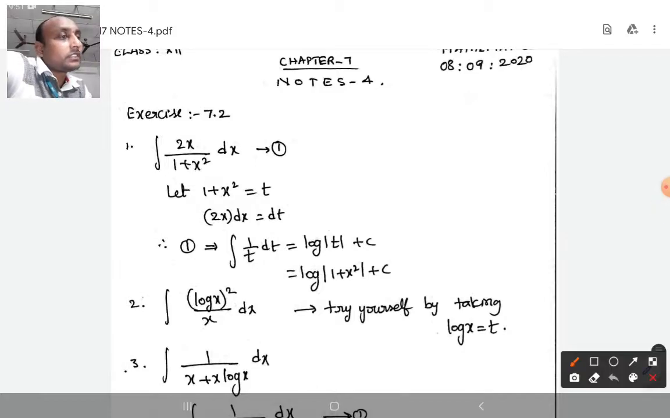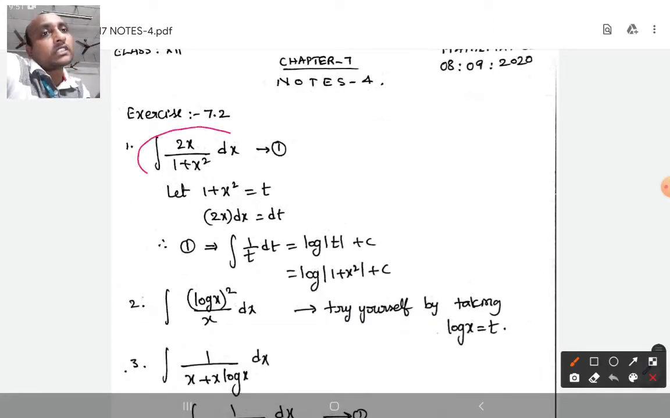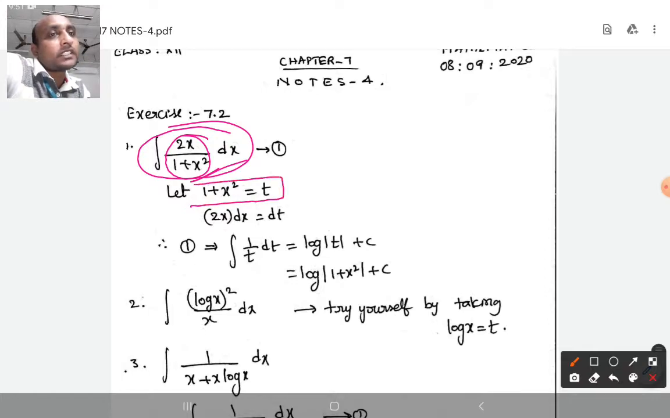See, if you look at this question, 2x by 1 plus x square into dx should be integrated. In this one, something must be taken as t. I have taken 1 plus x square is equal to t, because the derivative of 1 plus x square is 2x, and 2x is present here. So we are successful in using the substitution method in this first question.